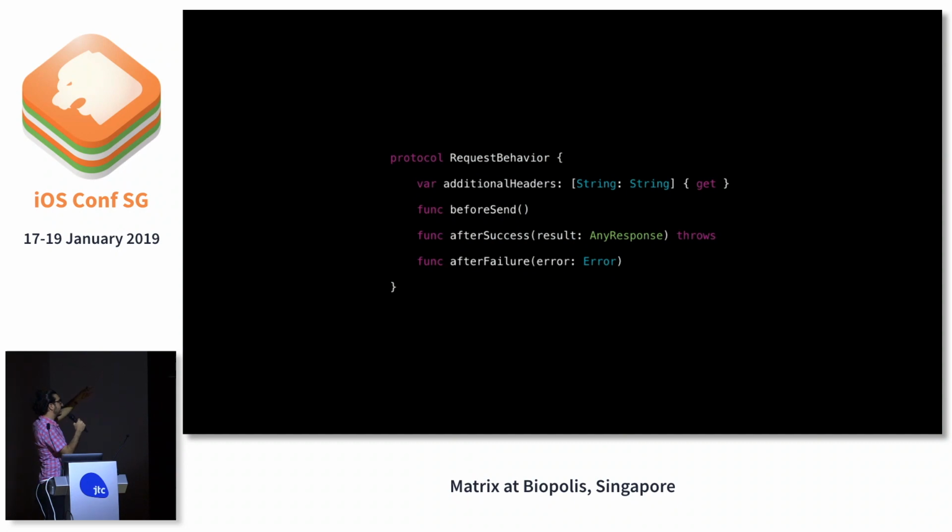One nice thing about this is actually all 4 of these things have really nice defaults, right? Swift lets us have default implementations for any method or property in a protocol. So we can actually just go ahead and make an extension. The default for additional headers is no headers. The default for before send is do nothing. Default for after success, do nothing. Default for after failure, do nothing.